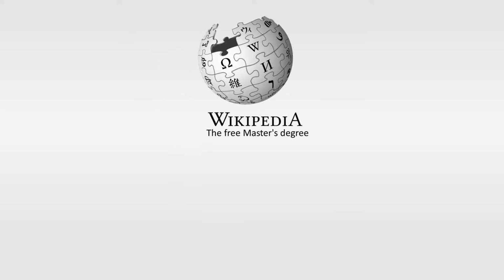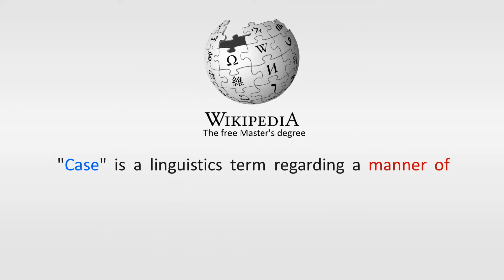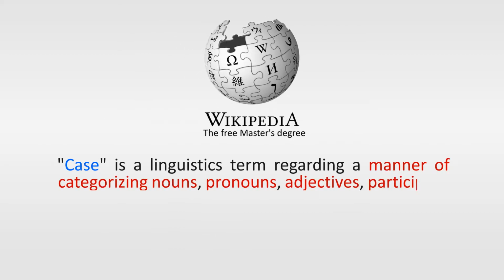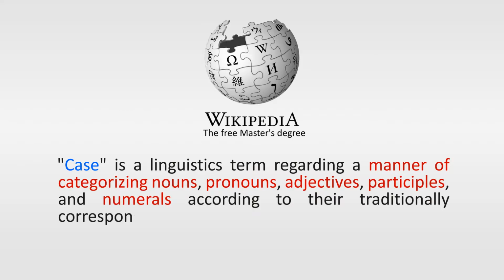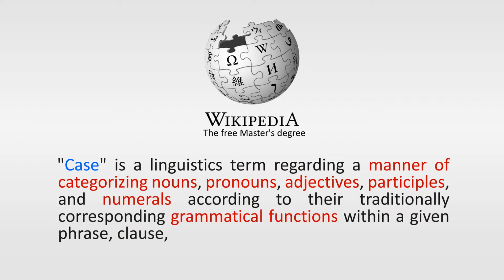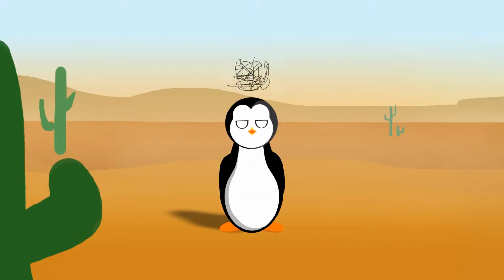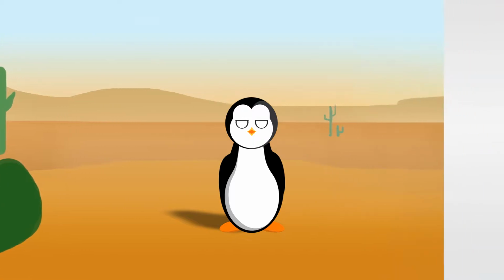What is a grammatical case? Wikipedia describes it, always intuitively and comprehensibly, as a linguistics term regarding a manner of categorizing nouns, pronouns, adjectives, participles, and numerals according to their traditionally corresponding grammatical functions within a given phrase, clause, or sentence. Confused? Yep, me too. So how can we explain this more easily?